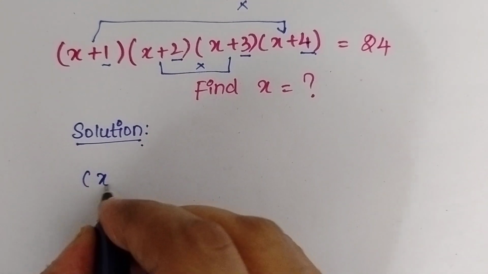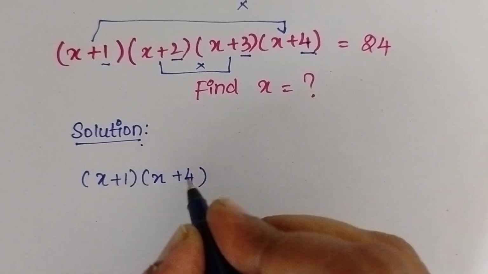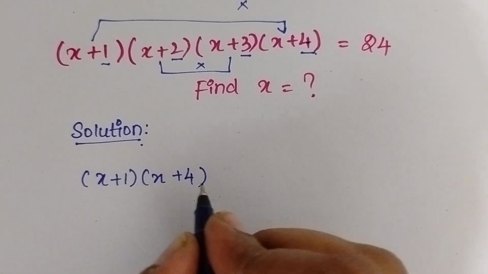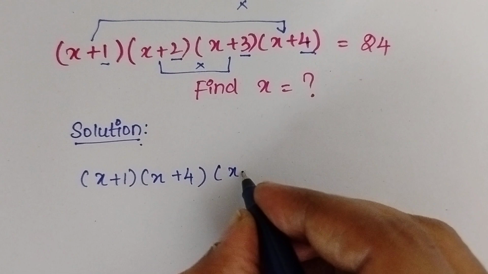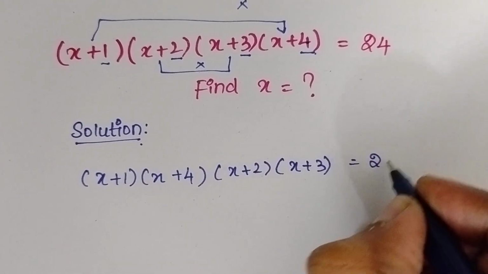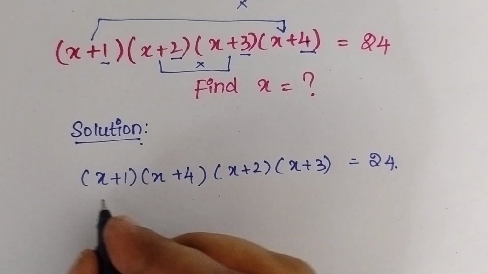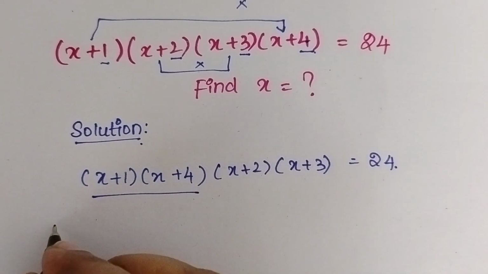So I'm going to rewrite this equation like this. x plus 1 into x plus 4, similarly, x plus 2 into x plus 3, which is equal to 24. So now I am going to multiply these two. For that I am going to take these two things.